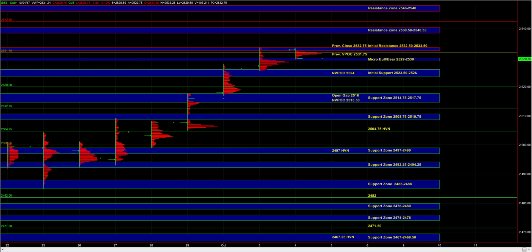And then off the open, we're going to use the 29 to 30 micro bull bear zone to determine the intraday bias. As long as the market's holding above 29 to 30, there would still be potential to head higher. And then on the upside, how the market responds to the previous VPOC of 31.75 and the initial resistance zone at 32.5 to 33.5 is also going to help us establish our intraday bias.